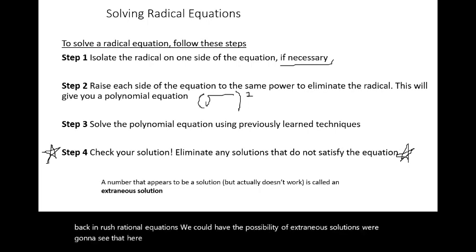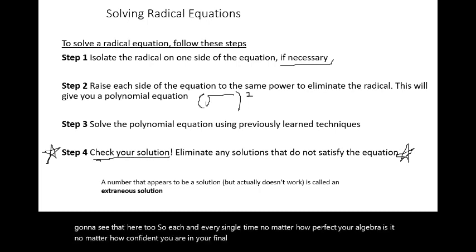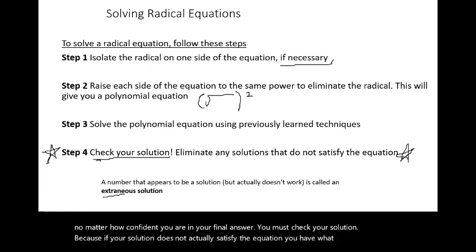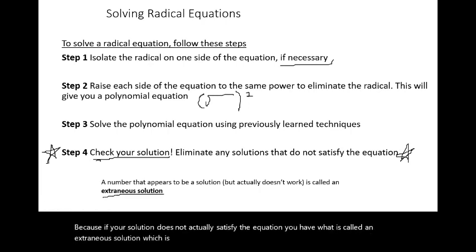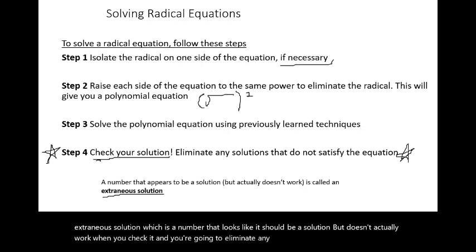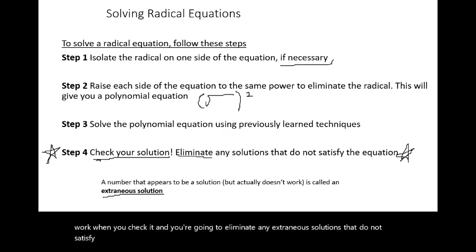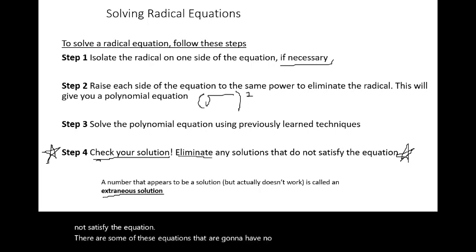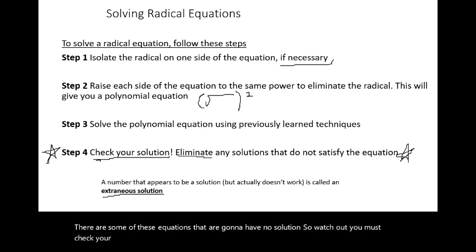So each and every single time, no matter how perfect your algebra is and no matter how confident you are in your final answer, you must check your solution. Because if your solution does not actually satisfy the equation, you have what is called an extraneous solution, which is a number that looks like it should be a solution but doesn't actually work when you check it. You're going to eliminate any extraneous solutions that do not satisfy the equation. There are some of these equations that are going to have no solution, so watch out. You must check your answer every single time.